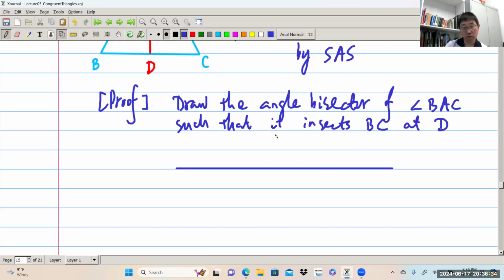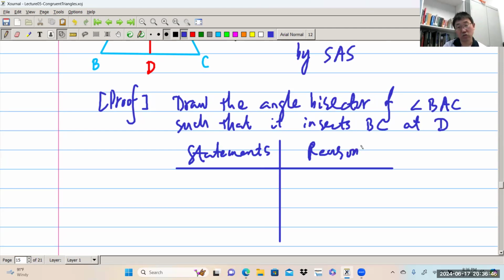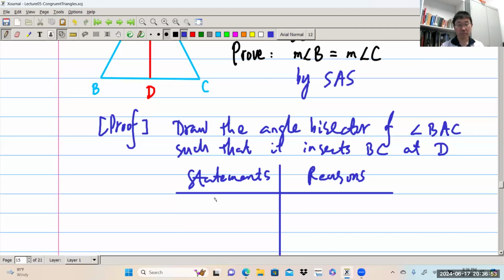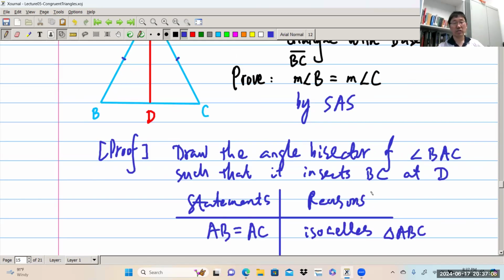So I have a two-column proof. In the first column, I write down statements. In the second column, I write down reasons for those statements. So first of all, let me write down obvious facts. We know AB equals AC, because the triangle is isosceles, right? Isosceles triangle ABC.